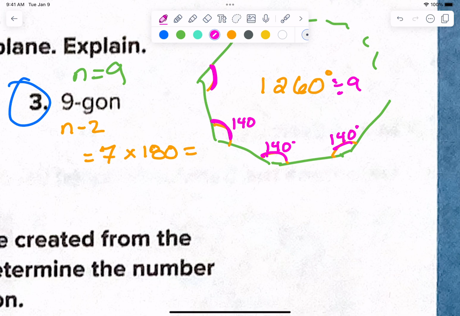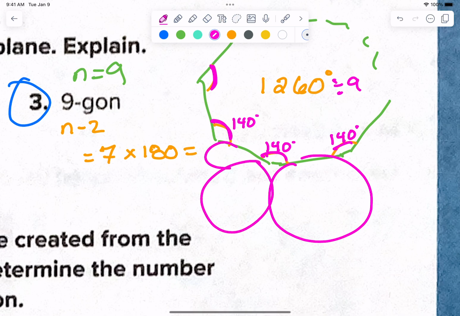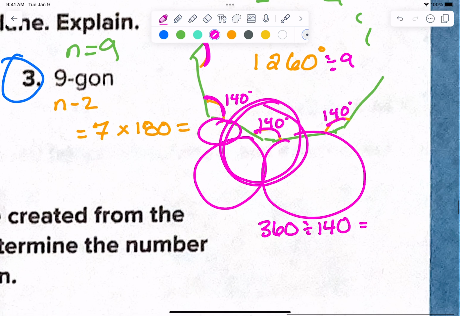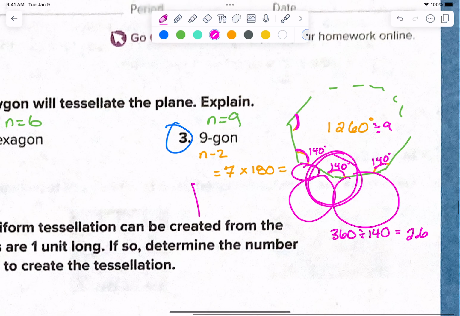If I lump them all together like a soccer ball, and I'm putting one shape here and one shape here and one shape here, will those all add up to be 360? Will it tessellate? 360 divided by 140, does that come out nicely? No. How many is it? 2.6. So I would need 2.6 of those to create a full circle at that joint. Does that make sense? So, no, it will not tessellate the plane.